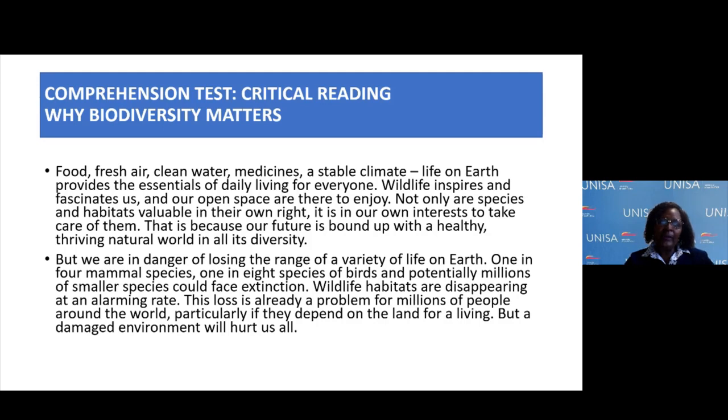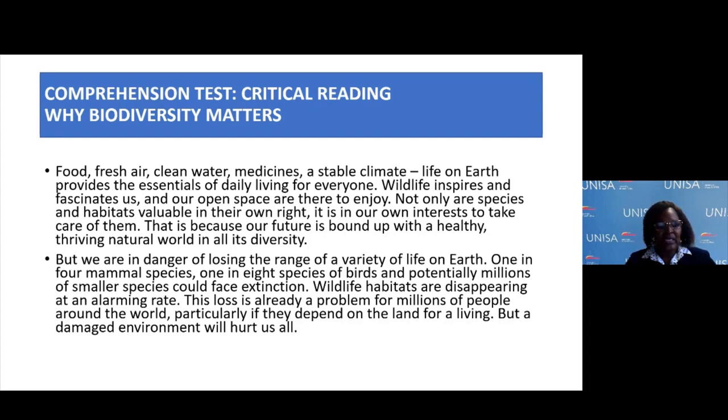So I took this text, which says, why biodiversity matters. Food, fresh air, clean water, medicine, a stable climate. Life on Earth provides the essentials of daily living for everyone.